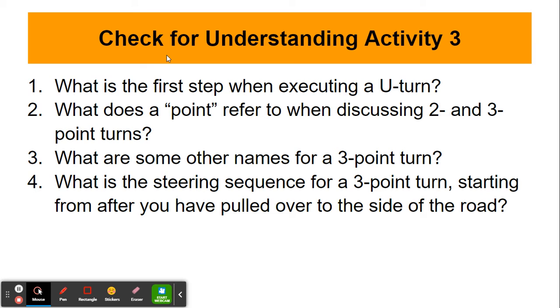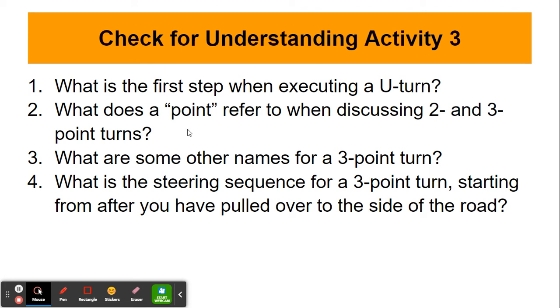Checking your understanding for activity number 3. What is the first step when executing a U-turn? Remember what it is? First step we're going to do is use our indicator, because we're pulling over to the right along the side of the road to give us as much space as we possibly can before making our U-turn.